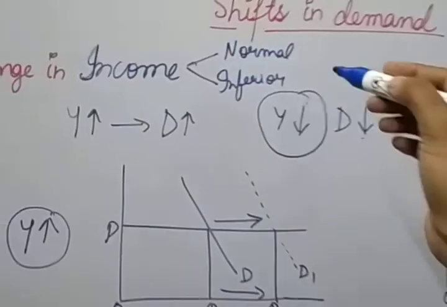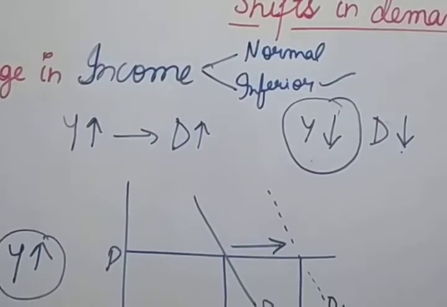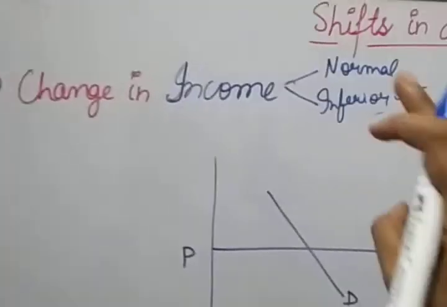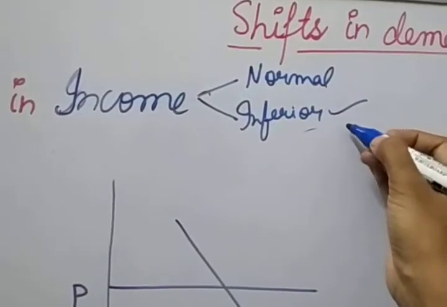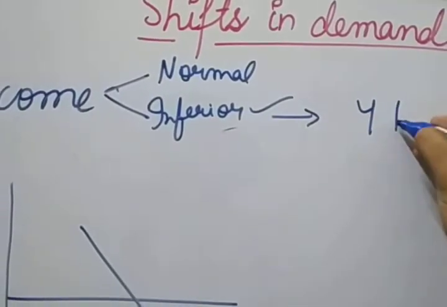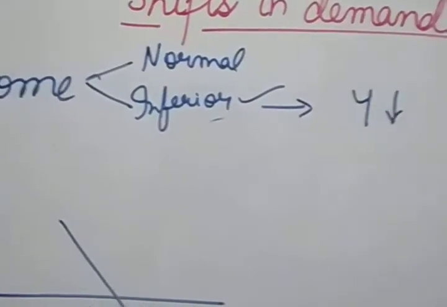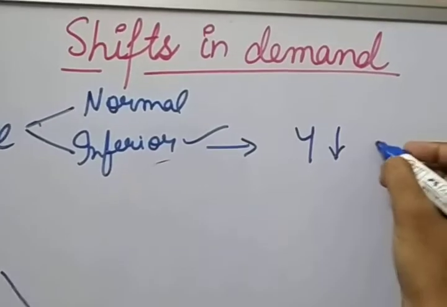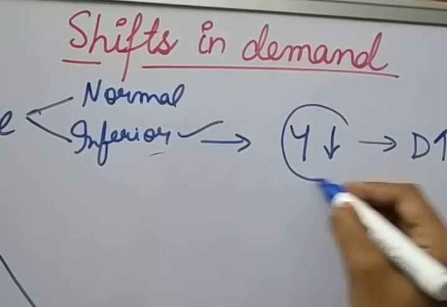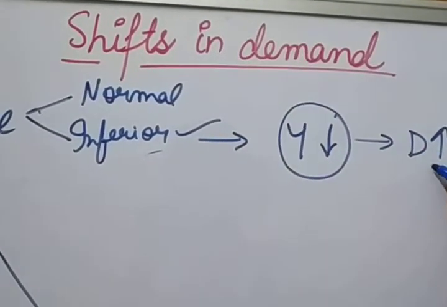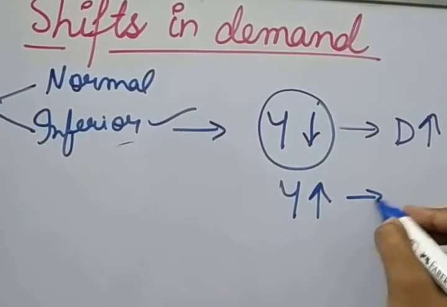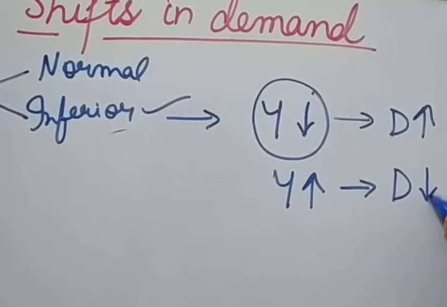Now let's discuss the effect of income on the inferior goods. Inferior goods are those goods which the consumer usually consumes because of the lack of income. So if his income is reduced, at that time he will increase the consumption of the inferior goods, because his income is less. With less income he can purchase the inferior goods. Similarly, if his income increases, he will reduce the consumption of the inferior goods.